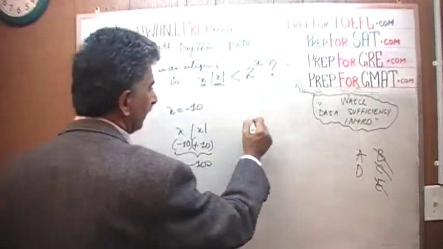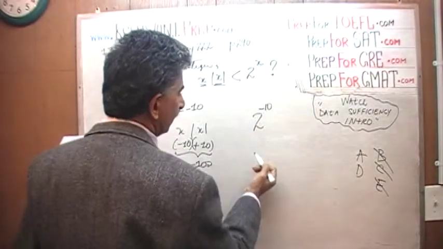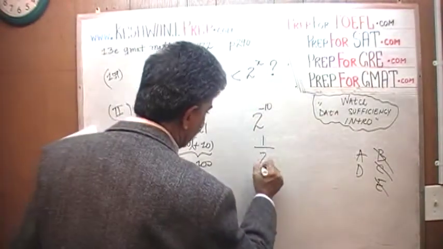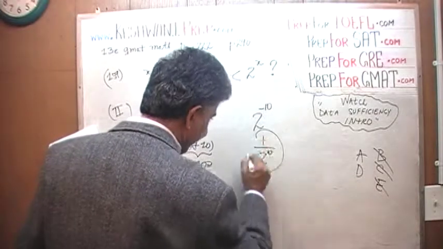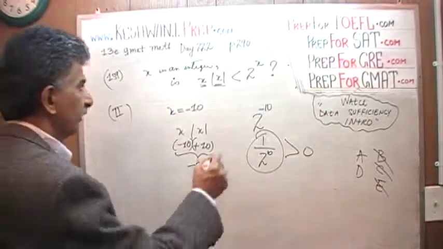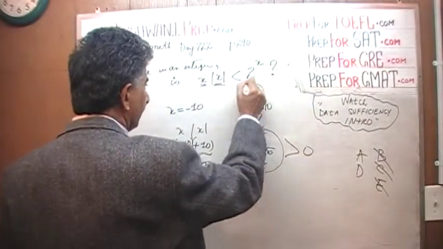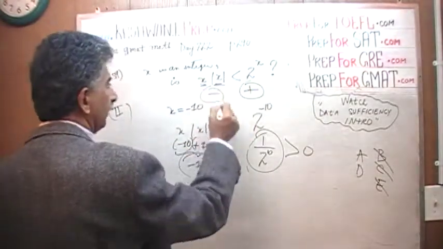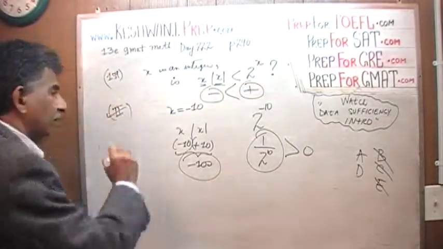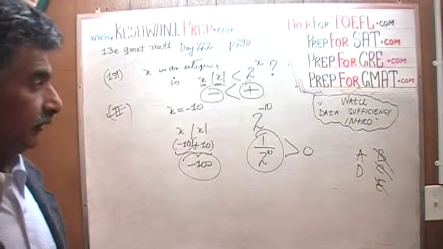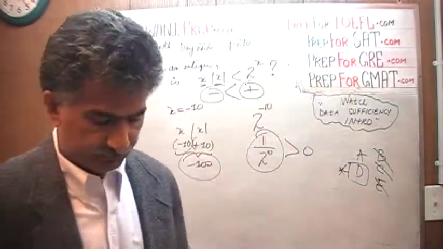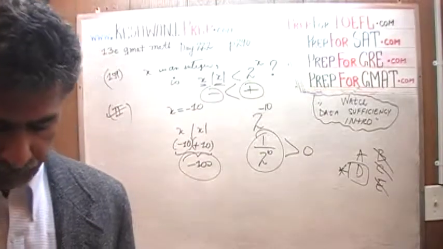Again, same thing. By the time you do this, 2 raised to negative 10 is simply 1 over 2 raised to 10, which is a very small quantity, but it is positive. So this guy again turns out to be positive. This guy is negative 100, and therefore positive is going to be more than negative. So the second statement also does the job, and therefore the answer is D. Second statement by itself is also sufficient.